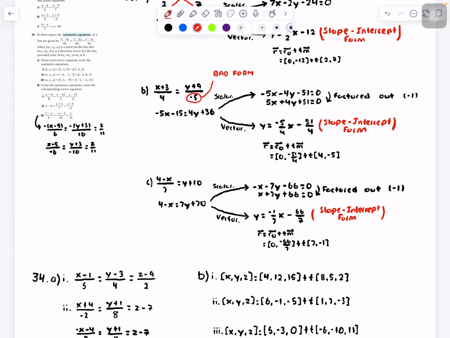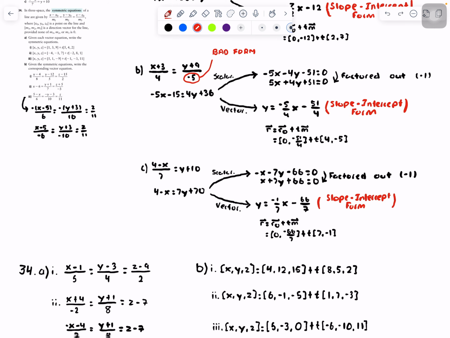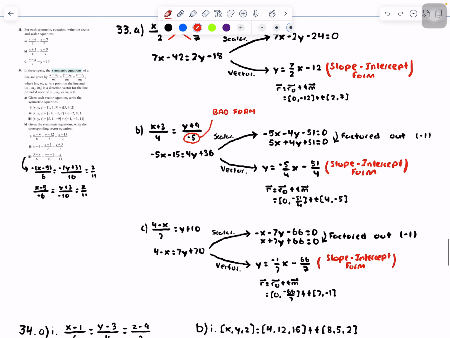First go into slope-intercept form, and then proceed to use your y-intercept as your position vector and your slope as your direction vector. Good. That answers question 33.